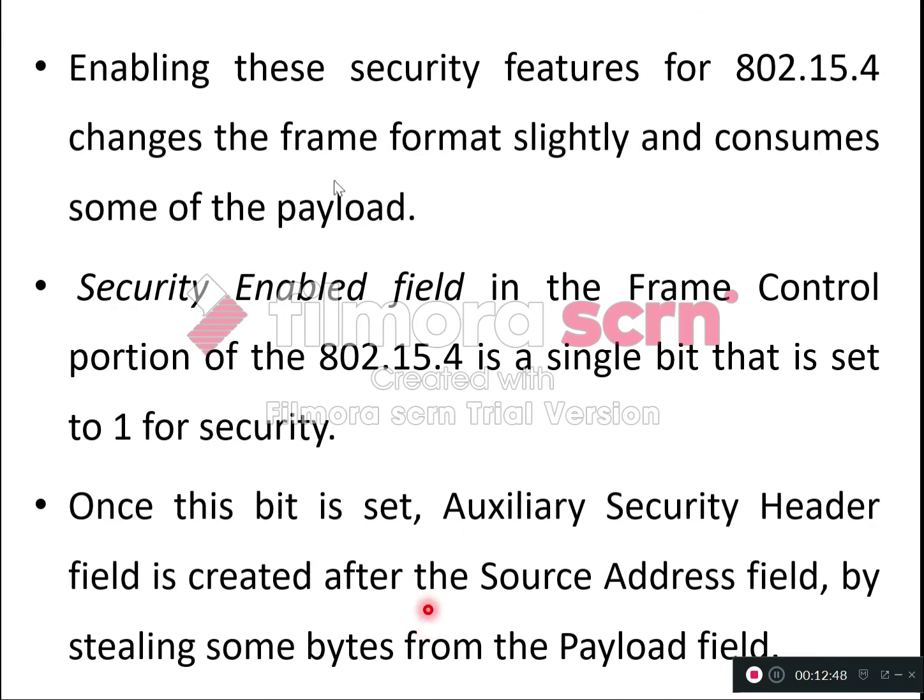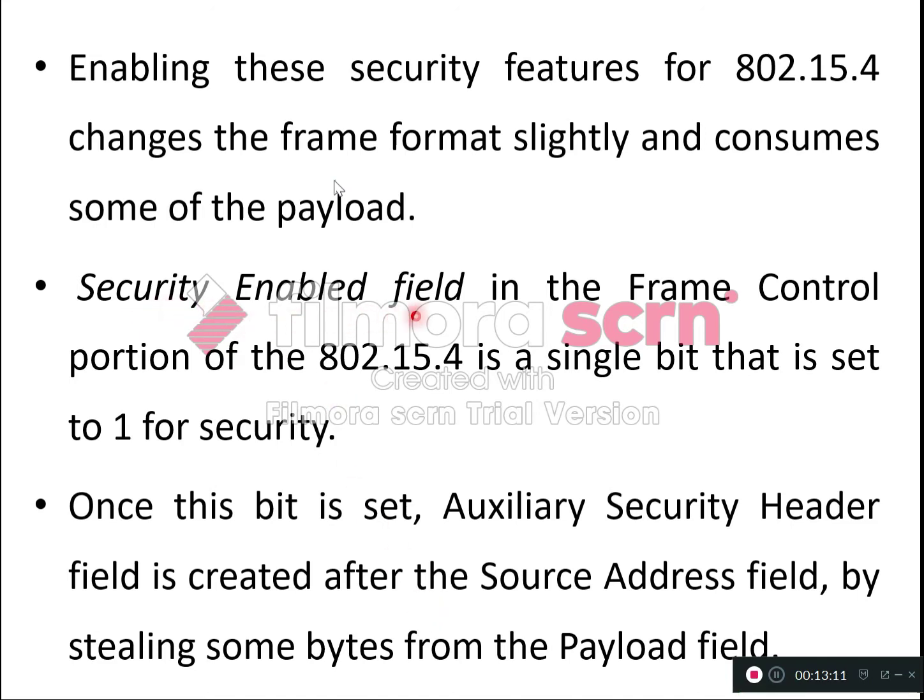Enabling the security features for 802.15.4 changes the frame format slightly and consumes some of the payload. So let us see how it is done. It changes the frame format. Some additional security features are added, hence the frame format is changed. So let us see what changes happen to the frame format.